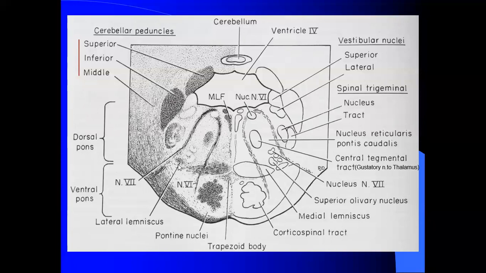We see here the lateral lemniscus, which we're not going to talk about because it's a part of the hearing system. Here are the pontine nuclei. Again, we're going to talk about them a lot. You recognize the corticospinal tract, no problem.